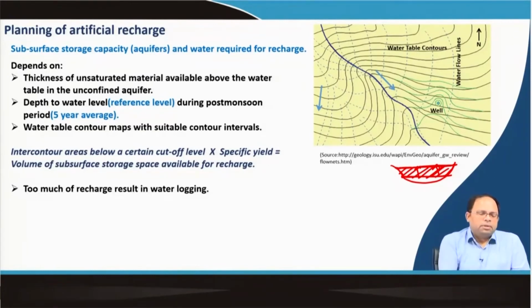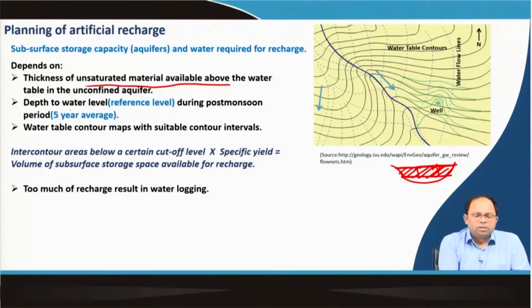So, the subsurface storage capacity depends on the thickness of unsaturated material available above the water table in the unconfined aquifer. That means how much unsaturated material is there above the groundwater table in that particular unconfined aquifer, and that actually determines the area where the water will be stored.